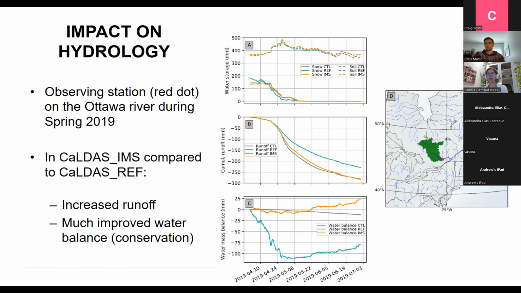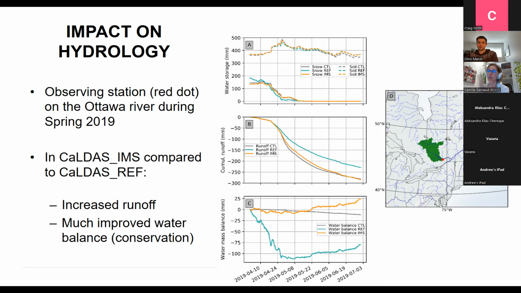So now let's look at the impact on hydrology. Here I'm only showing one observing station, the Ottawa River station, portrayed in red here, and its watershed in green. It's in Eastern Canada. The first graph shows the water storage in the snowpack down there and in the soil up there for the three simulations. You can see that in CalDAS ref, we start with a deeper snowpack than the other two simulations. However, if you look at the cumulated runoff, you can see that you have less runoff in CalDAS ref than in the other two simulations.